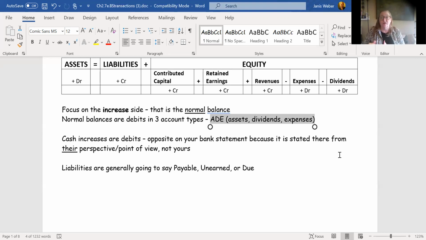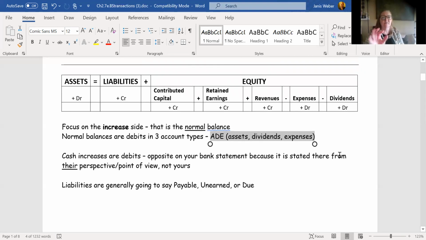Rather than thinking of how the bank calls it and reversing it, we're just going to think of the underlying transaction and ask, is this increasing my bank balance? If it is, then I'm going to record it with a debit, because cash and checking account increases are recorded with a debit. Liabilities, as we mentioned earlier, are going to say payable, unearned, or due, and they increase with a credit. So getting this little chart very clear in your mind can help you so much when you're learning how to do journal entries.